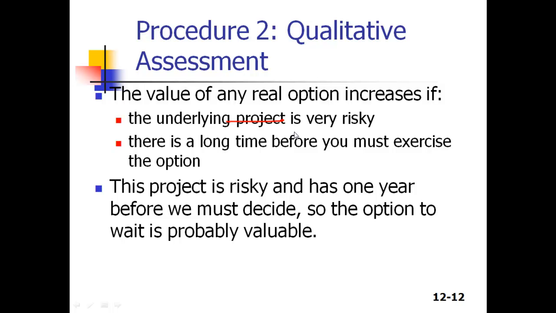The other point is, when you were talking about financial options, what was more valuable? An option that is expiring in 1 month or an option expiring in a year? In a year. So the longer the time that you have to exercise an option, the more valuable the option. In this context, what is the maturity period of the option? 1 year. So the time period for the option is 1 year.